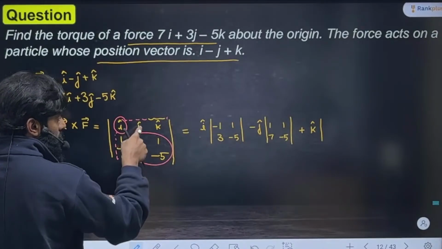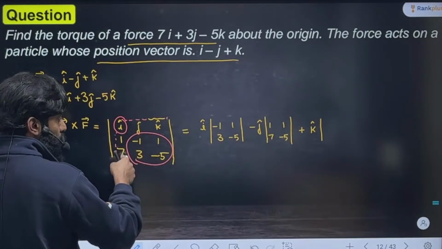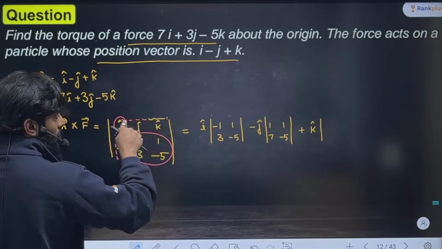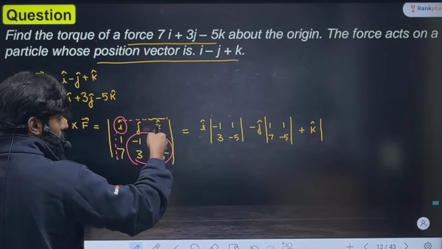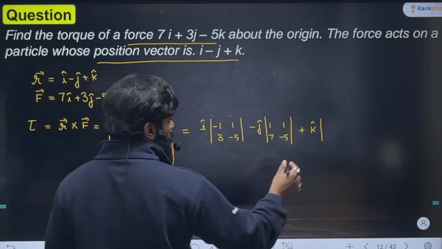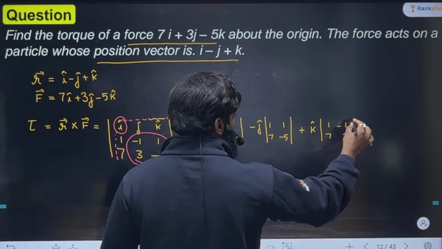And for the next one, for the j cap, I'm not considering the first row and this column. Then this 1, 7 and 1 and minus 5 will be left. If I'm considering this k cap, I'll not be considering the first row and this last column. Then this will be left, right? So this is what I'm writing here: 1, 7, minus 1, 3.